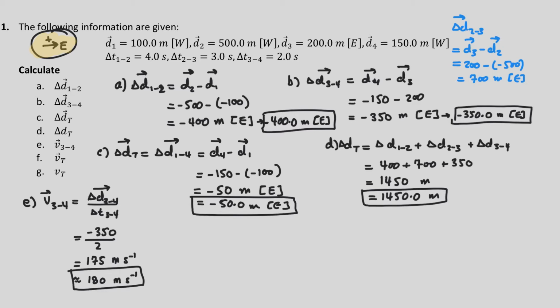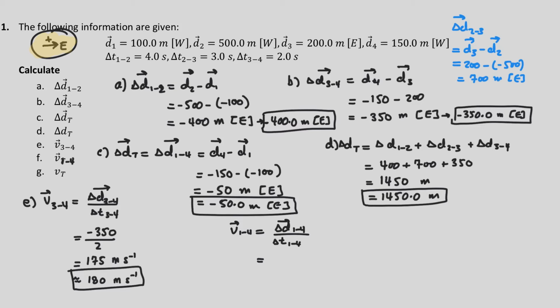And next, I'm asked to find the velocity or average velocity for the total. Usually, this is not a good way to label this. This would kind of mean the total velocity. That just doesn't make sense. What I mean by this, I'm actually going to change it from velocity from 1 to 4 as average velocity from 1 to 4. And that's going to have to do with the displacement from 1 to 4 divided by my time from 1 to 4.